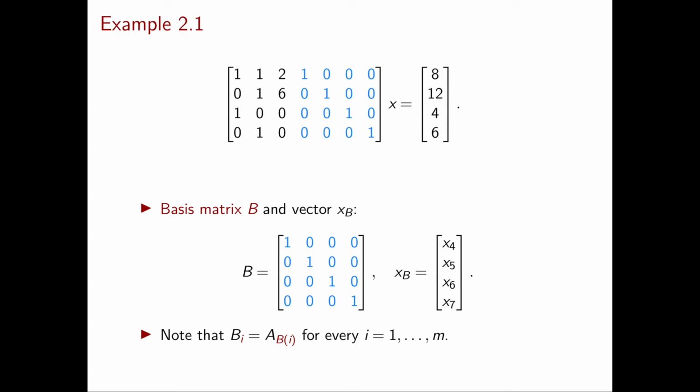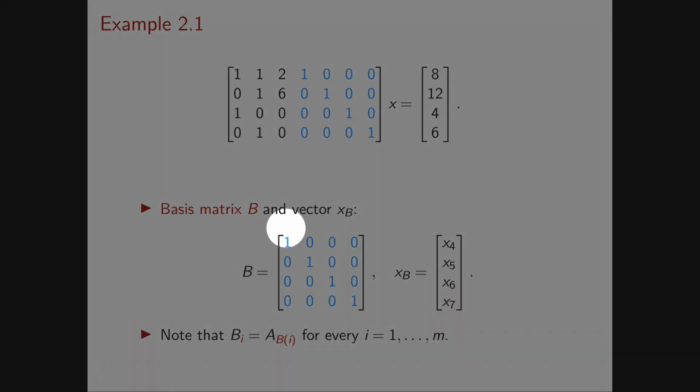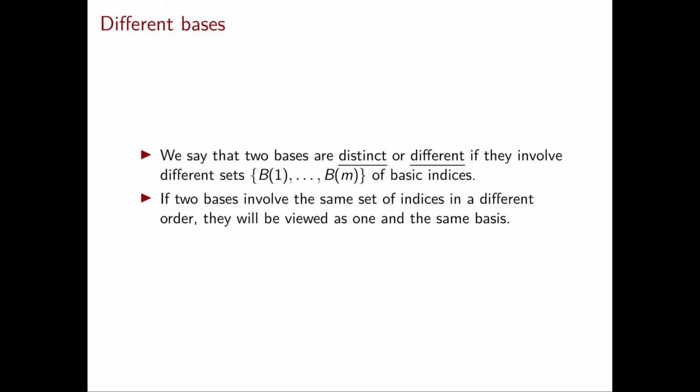In fact, here we have B1 is the first column of B, while b of 1 in this example was equal to 4 because that's the first chosen column. And so A4 is the fourth column of A, and in fact it's the same column. We have said that the set of basic columns forms a basis of Rm.